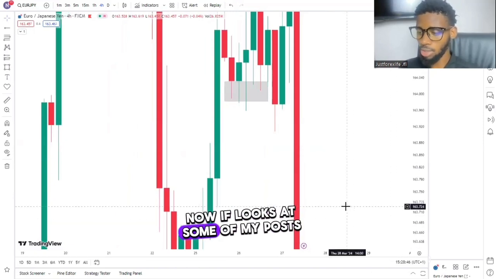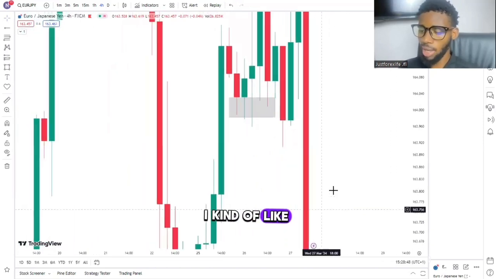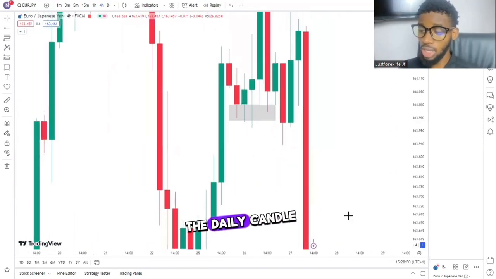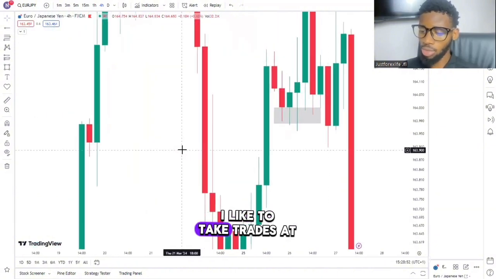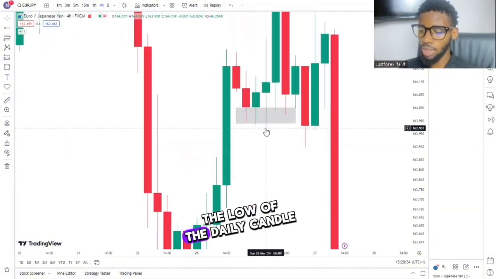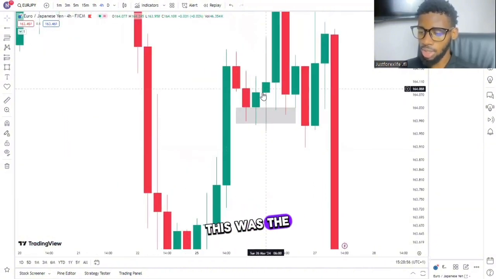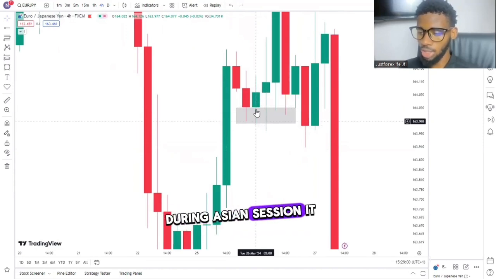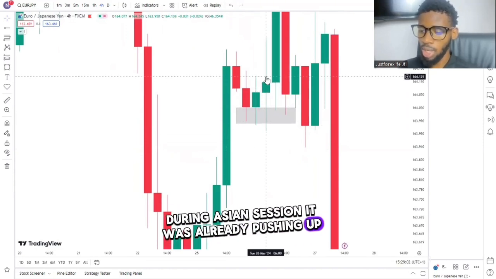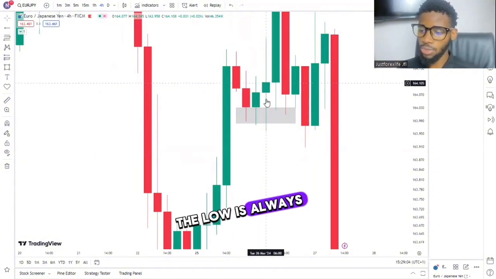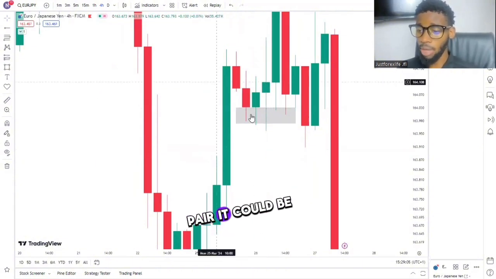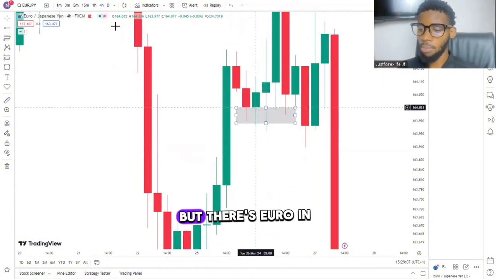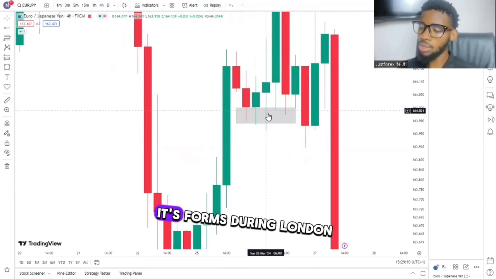If you look at some of my posts, I explained how to trade the daily candle. I like to take trades at the low of the daily candle. Now, the daily candle had already formed this low during Asian session. It was already pushing up. And I know most times the low for a JPY pair could be formed during Asian session, but there's euro in it.